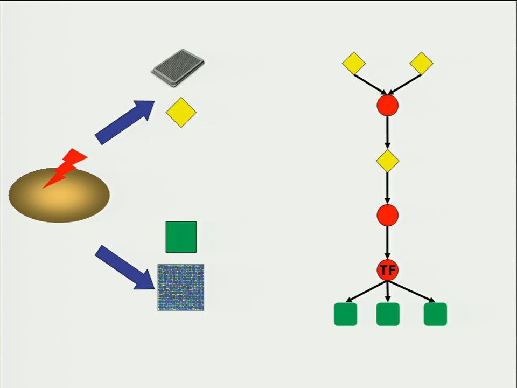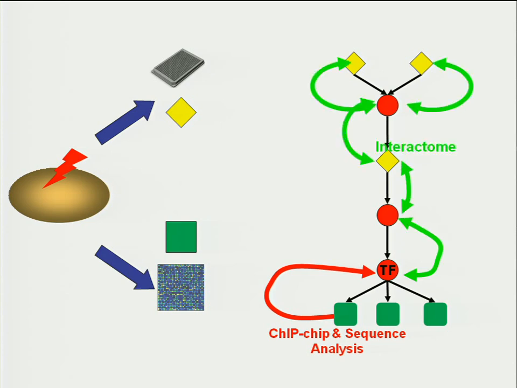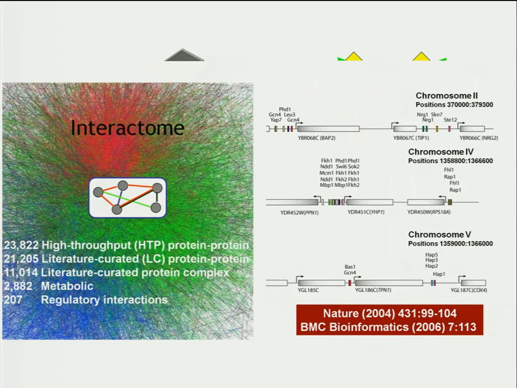So to do that, we need some way of connecting these expression data back to the proteomic level. And we, fortunately, in yeast, have plenty of chip-chip and sequence analysis techniques that allow us to map expression changes back to the transcription factors that cause those expression changes. And then we can use protein-protein interaction data to link that up to the rest of the signal transduction pathway.